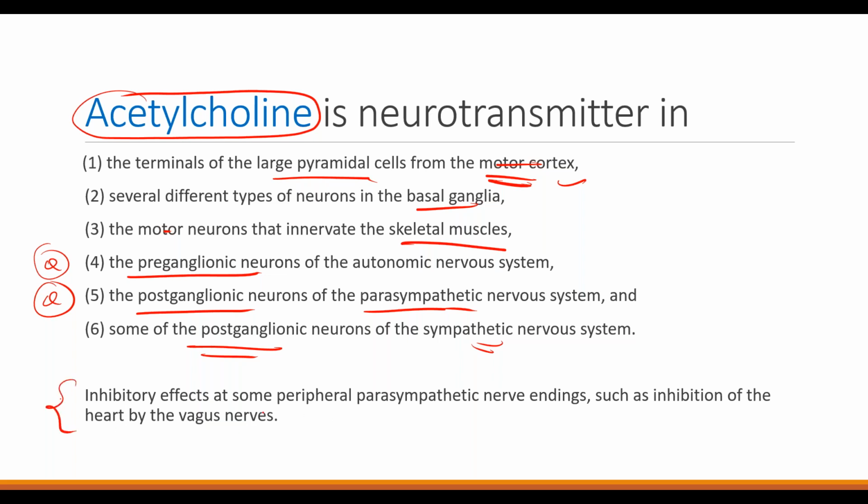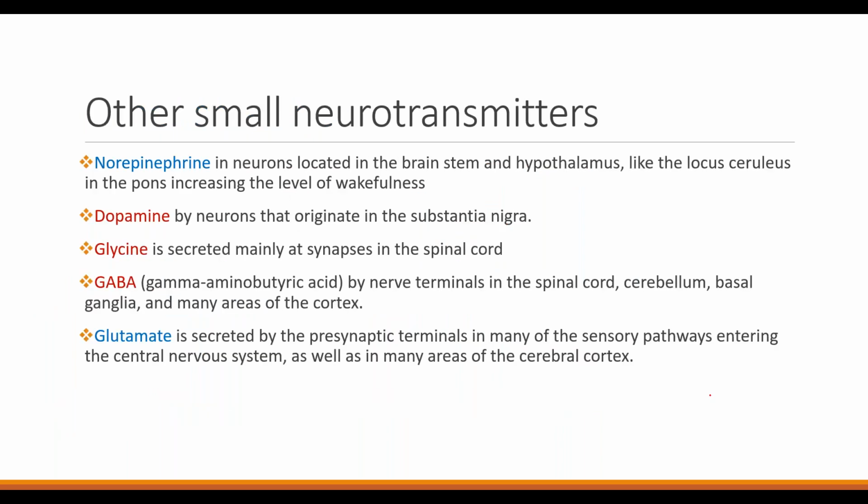Important thing here is that acetylcholine usually has an excitatory effect, except it has an inhibitory effect in the parasympathetic nerve endings, right? For example, in the vagus, what does it do? It inhibits the heart, right? So this is again a very important question to understand.